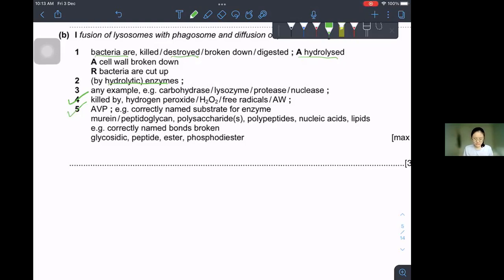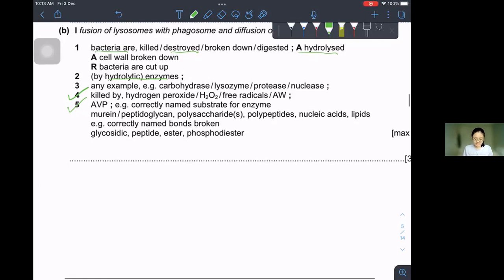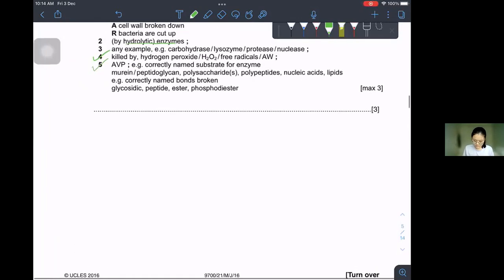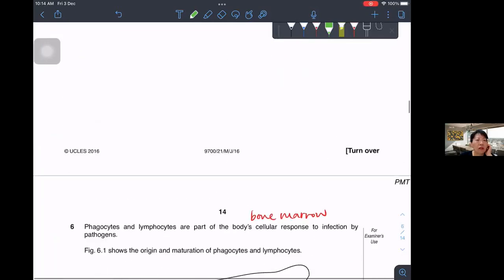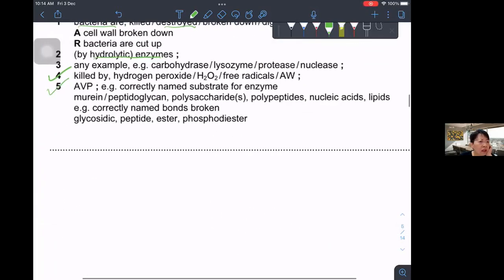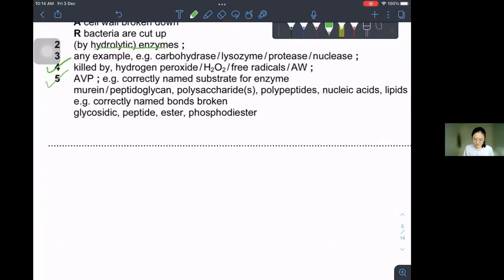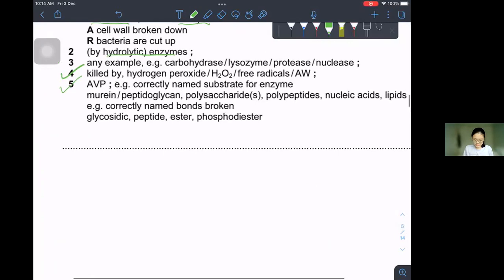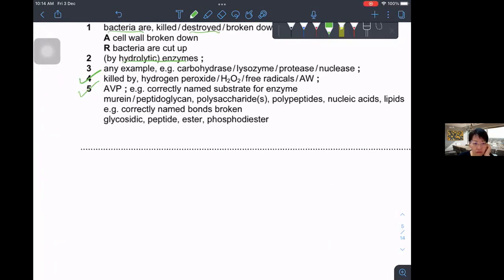So maybe peptide bond is broken by the enzyme protease, and phosphodiester bond is broken by the enzyme nuclease. Sorry. What about the glycosidic bond and the ester? Glycosidic bond is broken by the enzyme carbohydrase, and the ester bond is broken by lipase.